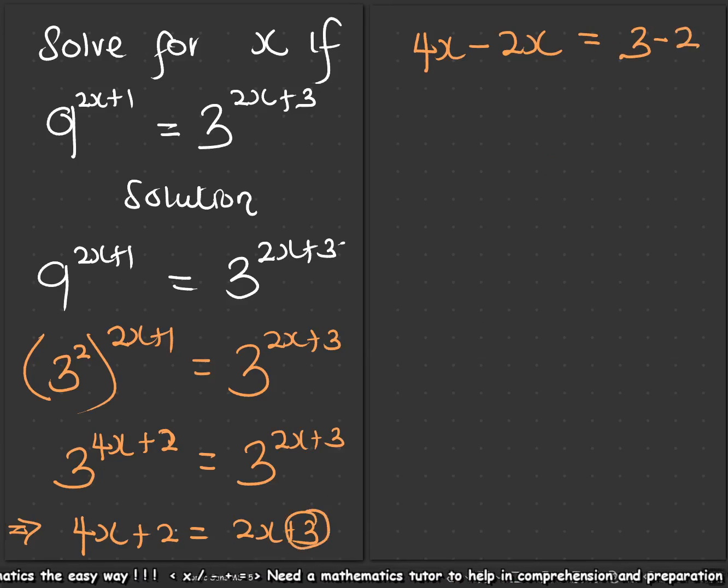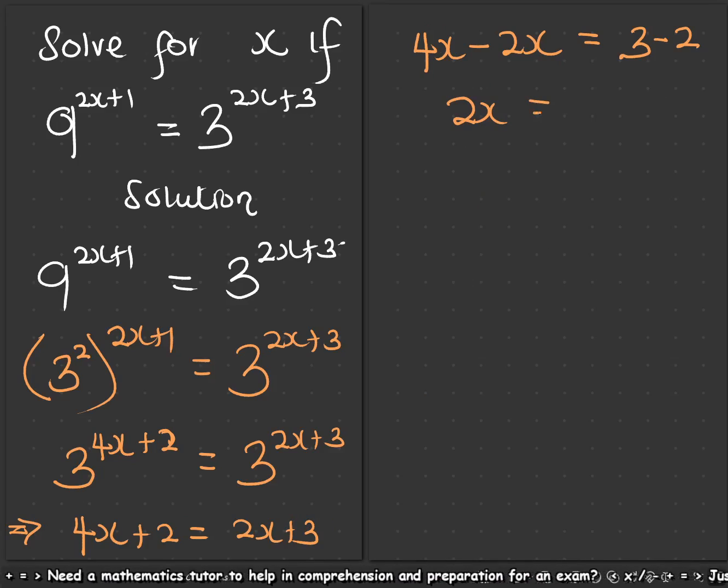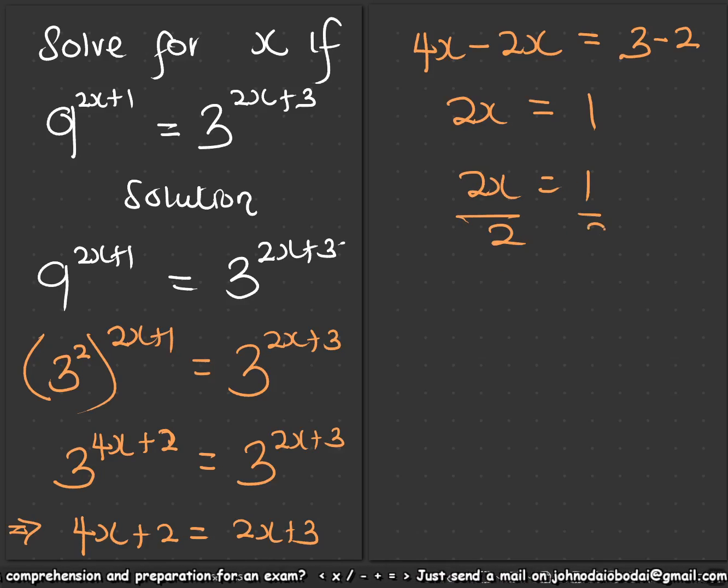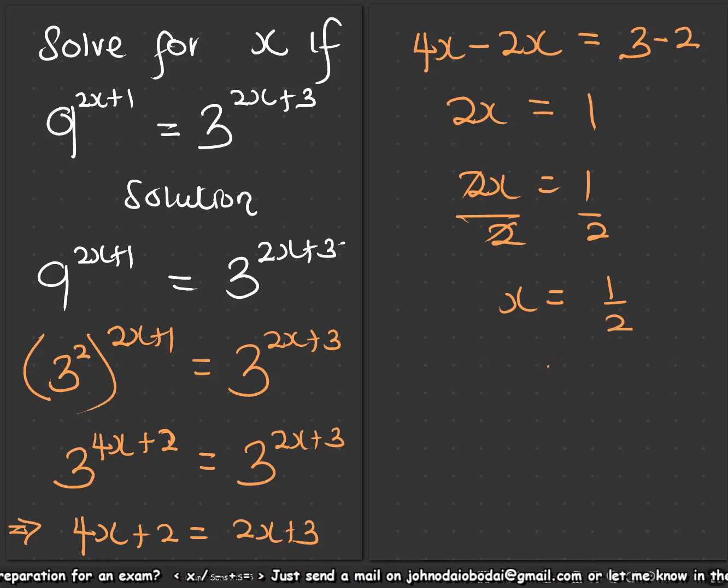That is this 3 here, then minus 2. And 4x minus 2x gives us 2x. So we have 2x being equal to 1. Making x the subject, we divide both sides by 2, so that we have x being equal to 1 over 2. And that is our final answer.